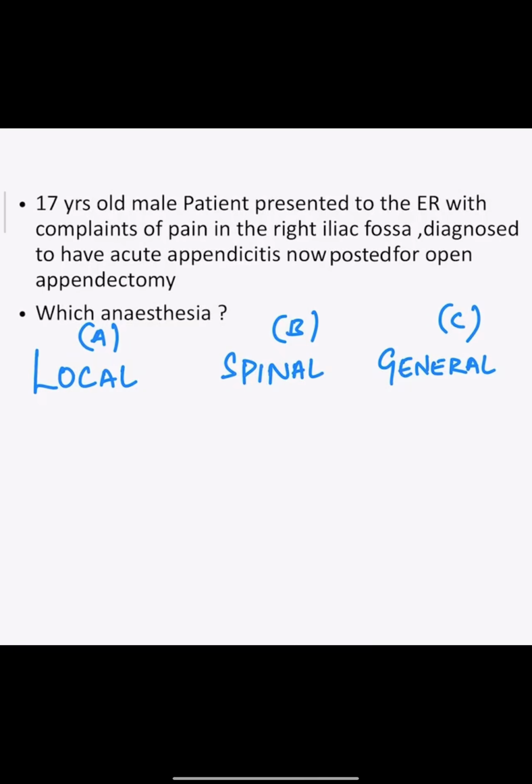Now, let us start this topic with this case. A 17-year-old male patient presented to the ER with the complaint of pain in the right iliac fossa, diagnosed to have acute appendicitis, now posted for open appendectomy. It's not lap appendectomy, it is open. So which anesthesia should be preferred? Local, spinal, or general? Come on, which anesthesia will you prefer? Local, spinal, or general?